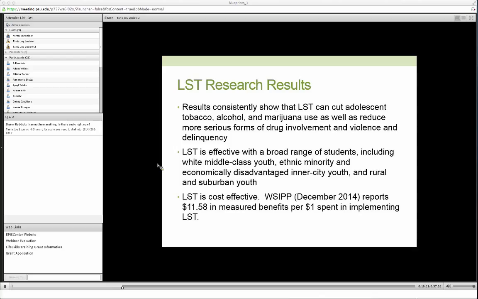Again, Life Skills Training is a program that has a great body of research behind it. It's been researched for over 30 years. The results consistently show that it can cut adolescent tobacco, alcohol, and marijuana use, as well as reduce more serious forms of drug involvement and violence and delinquency. We also know that LST is effective with a broad range of students. And again, it's cost effective. There are reports out there that indicate for every dollar spent in implementation, you're going to receive over $11 in benefits. So that's pretty good.